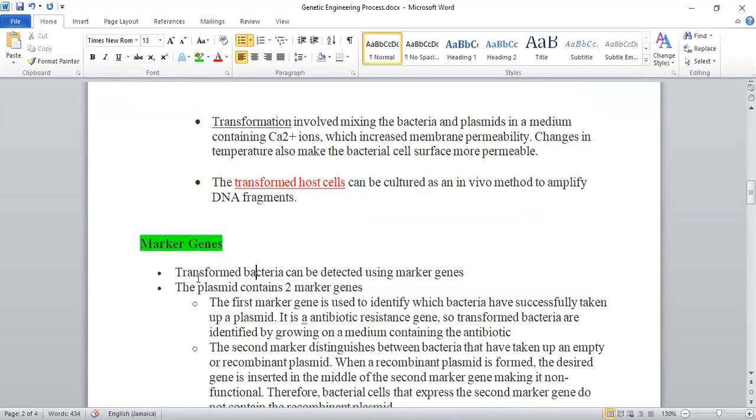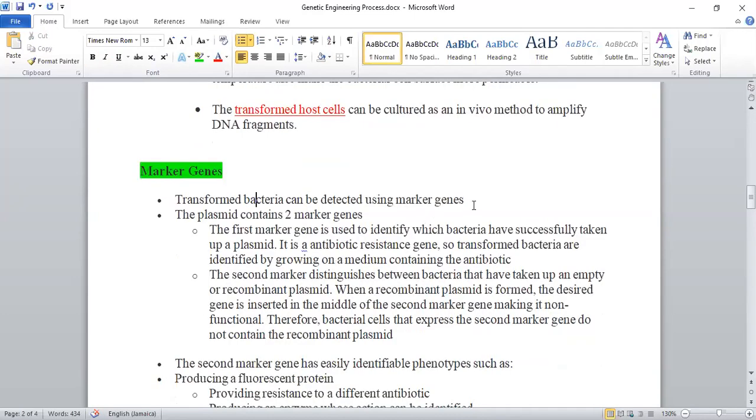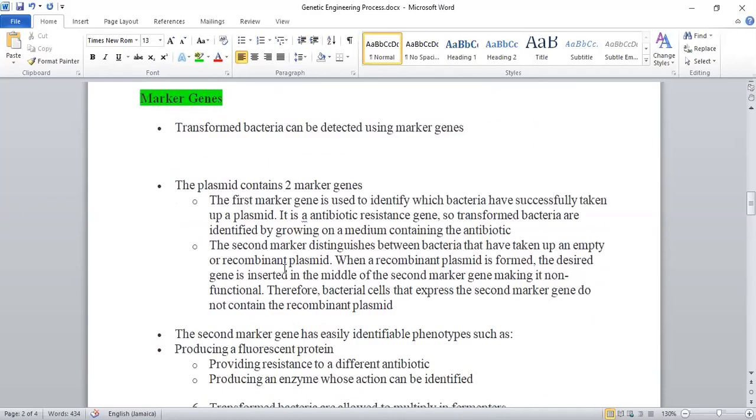All right. So transformed bacteria can be detected by using marker genes. For example, you can put two genes into your plasmid. A marker gene that is commonly used is a gene that identifies which bacteria have successfully taken up the plasmid. It is an antibiotic resistance gene. That is a common one that we normally use. So you put a gene inside there for antibiotic resistance. So the transformed bacteria are identified because they can grow on a medium that contains antibiotic.